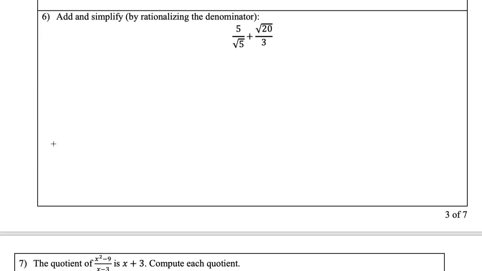Add and simplify by rationalizing the denominator. In order to add fractions, as a review from 7th and 8th grade, I need to have like denominators, which means I need to multiply the left-hand side by 3 over 3 and the right-hand side by the square root of 5 divided by the square root of 5. When I do that, the left-hand fraction becomes 15 in the numerator, 3 square root of 5 in the denominator. And I'm now going to add that to square root of 20 times the square root of 5.